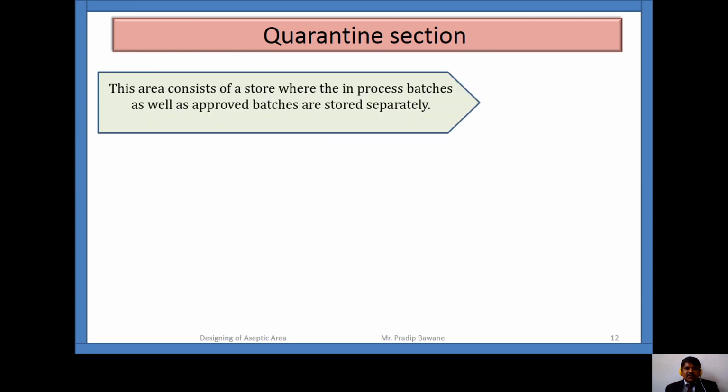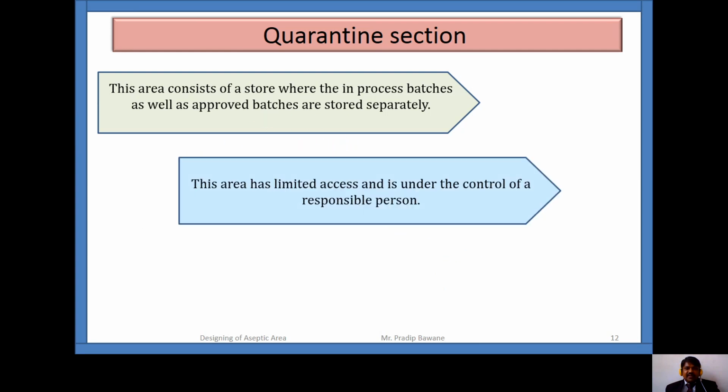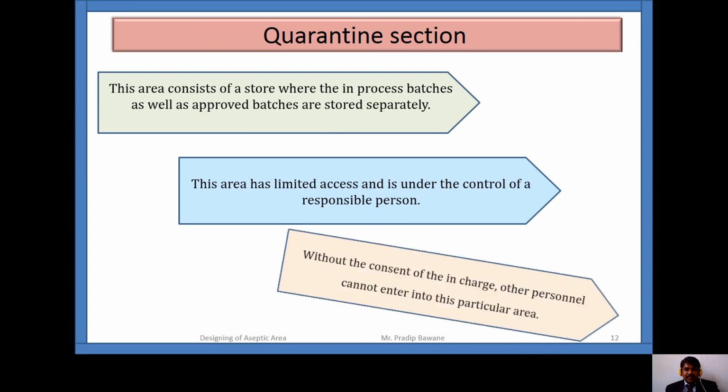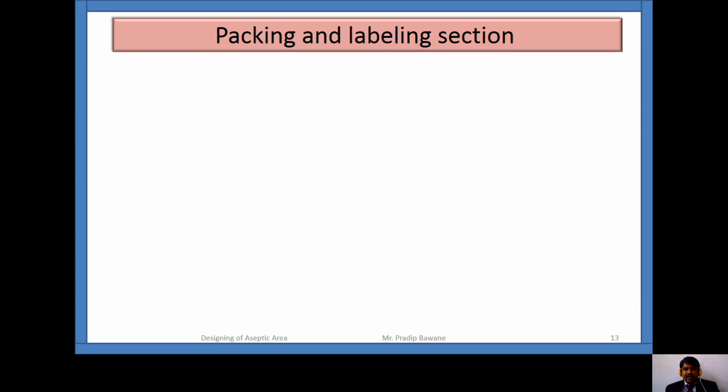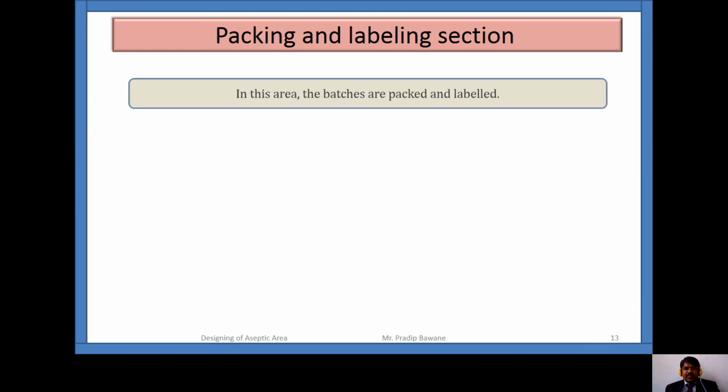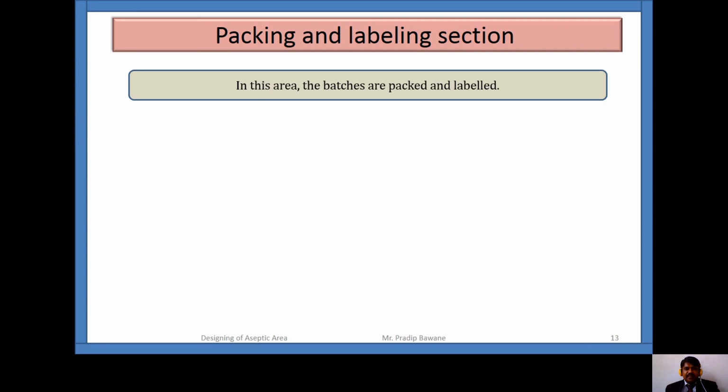This area consists of a store wherein in-process batches as well as the approved batches are stored separately and labeled properly. This area has limited access and it is under control of a responsible person. So without the consent of the in-charge, other personnel cannot enter this particular area called the quarantine area. Then move to the packaging and labeling section.